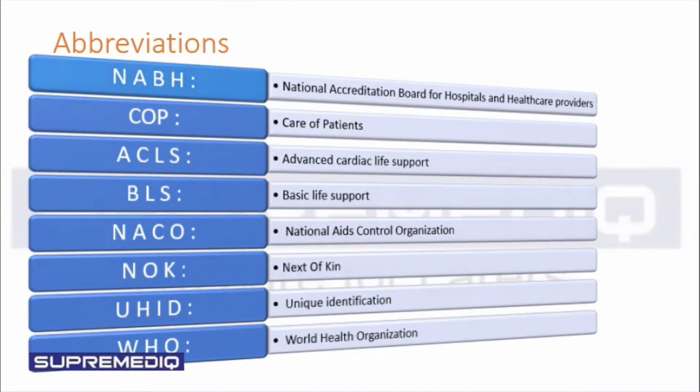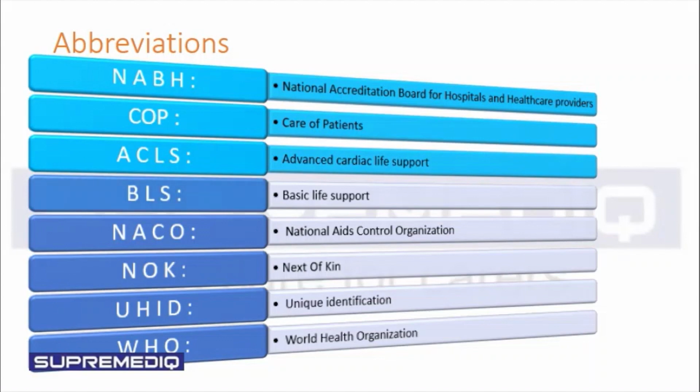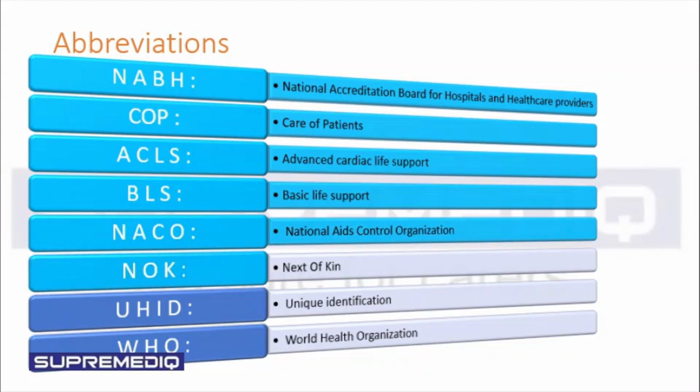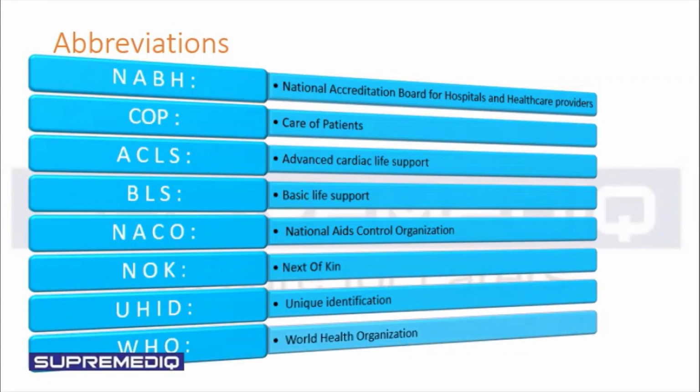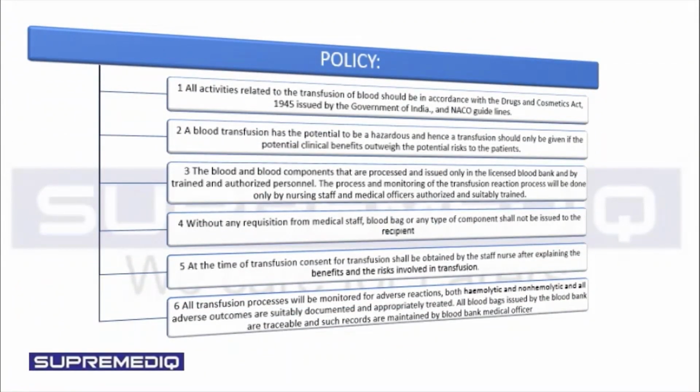Abbreviations: NABH, National Accreditation Board for Hospitals and Healthcare Providers. COP, Care of Patients. ACLS, Advanced Cardiac Life Support. BLS, Basic Life Support. NACO, National AIDS Control Organization. NOK, Next of Kin. UHID, Unique Identification. WHO, World Health Organization.